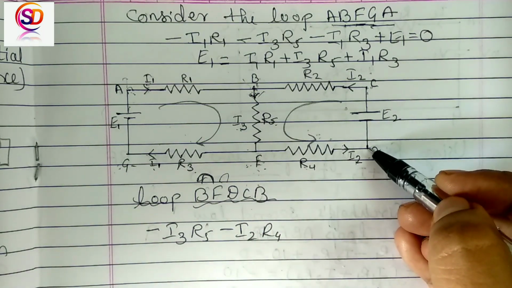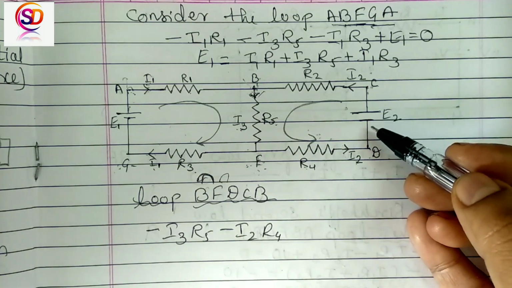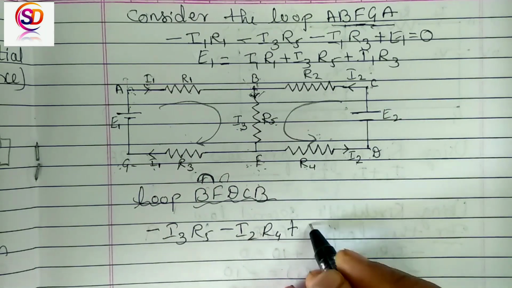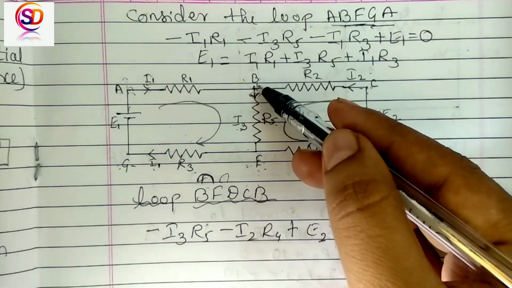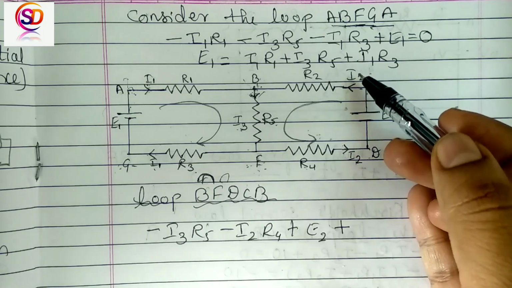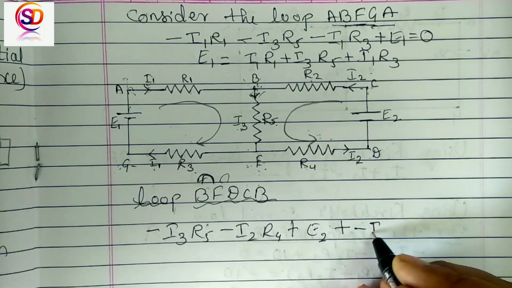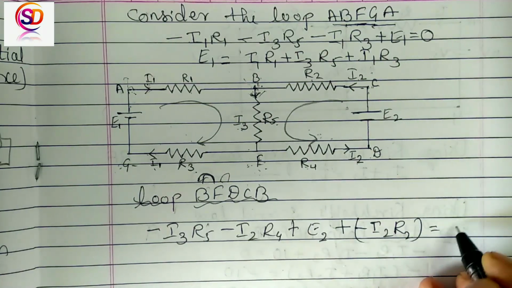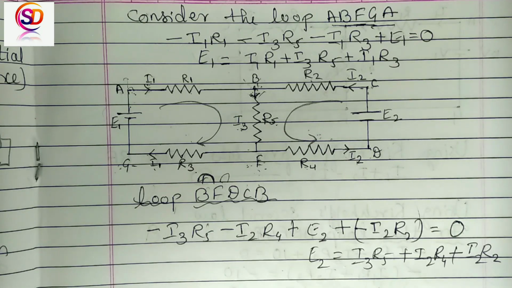Again while going from D to C, you come across the EMF. Negative to positive you are crossing, so E2 should be positive. Then proceeding further, traveling from C to B, again you are going in the direction of conventional current, so I2 R2 should be taken as negative. So this will be 0. If you solve this equation, that's it.